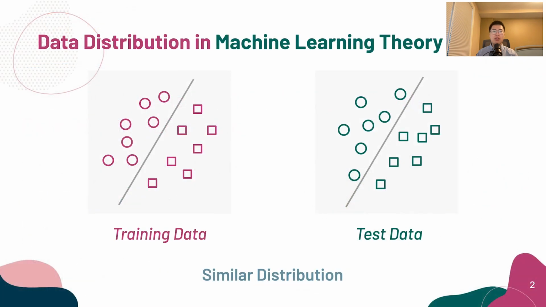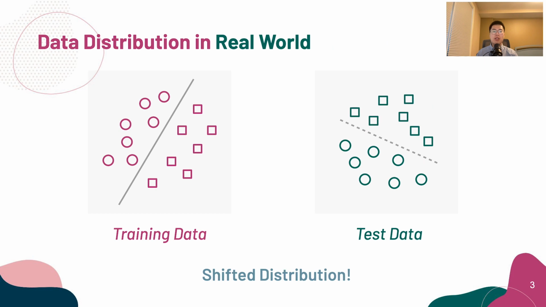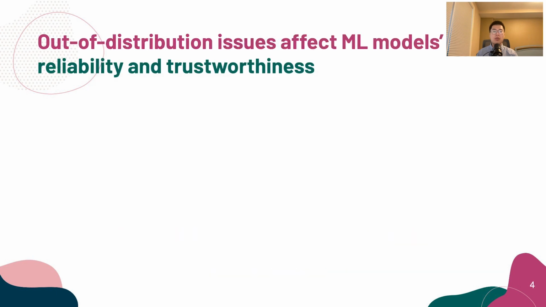One of the fundamental assumptions in machine learning theory is that the training data and test data should share a similar distribution. However, this is usually hard to achieve in the real world. The test data can easily have a shifted distribution compared with the training data. Distribution shift and out-of-distribution data could lead to ML models' reliability and trustworthiness issues.